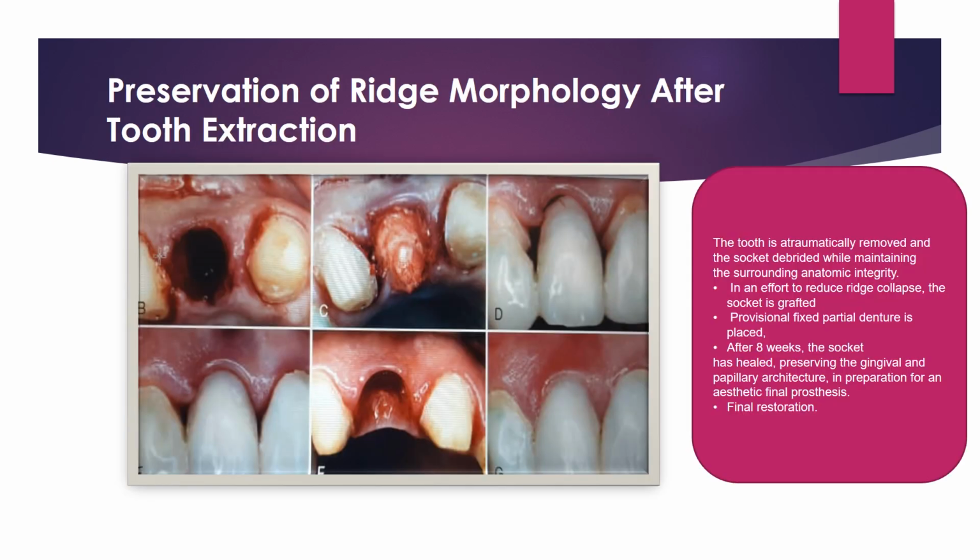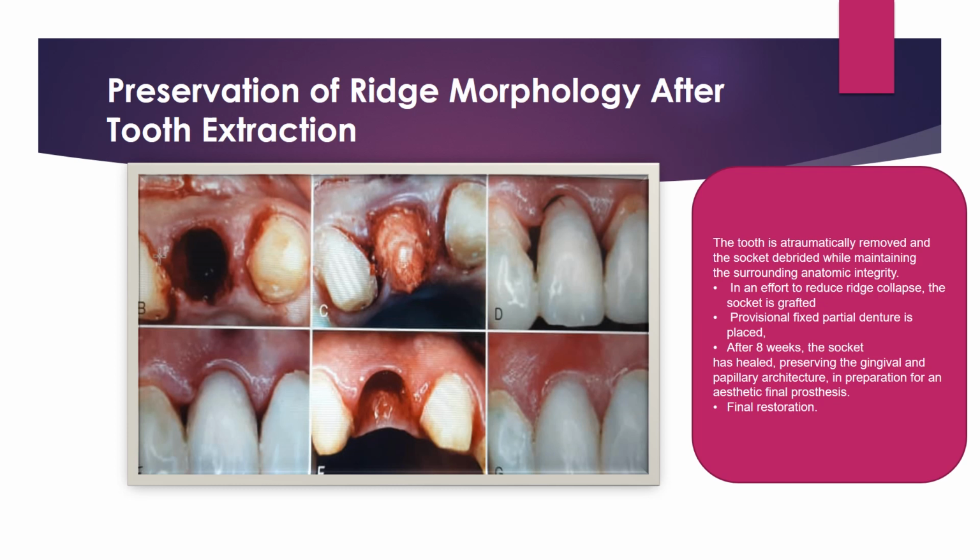Preservation of ridge morphology after tooth extraction. Alveolar ridge resorption is a common sequela of tooth loss. So we need to preserve the ridge after extraction. So this is the case where the tooth is atraumatically removed from the socket and the socket has been debrided and the graft has been placed in an effort to reduce this ridge collapse.